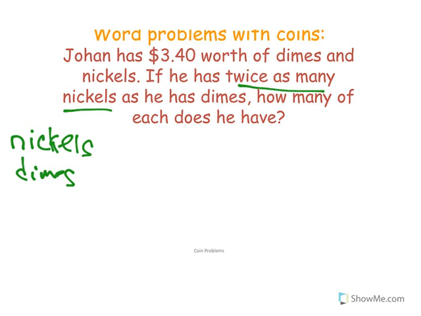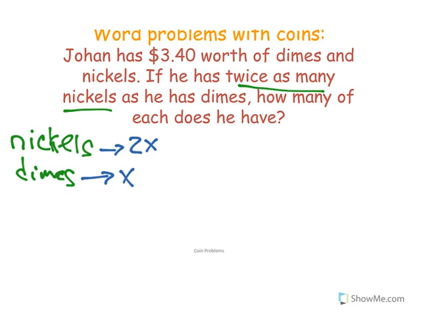So we have to decide which one of these is going to be our variable, our x. So we have twice as many nickels as dimes. So we have to think about what do we have less of. Well, the number of nickels is twice the amount of dimes, so I've got less dimes. And if the number of nickels is twice as many as the number of dimes, then my nickels are 2x.